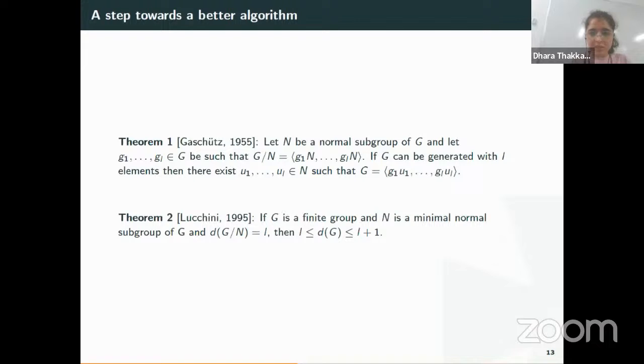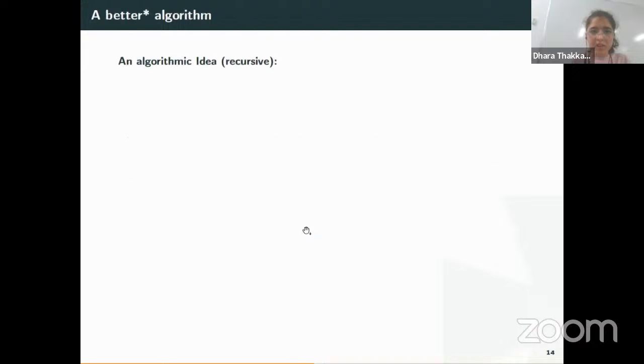And there is another theorem which says that given a finite group G and a minimal normal subgroup N of G, suppose that the quotient group has a minimum generating set of size L, then d(G) can be at most L plus 1 and at least L. So d(G) can be either L or L plus 1. These two theorems give us a better algorithm which is recursive, and it is very easy.